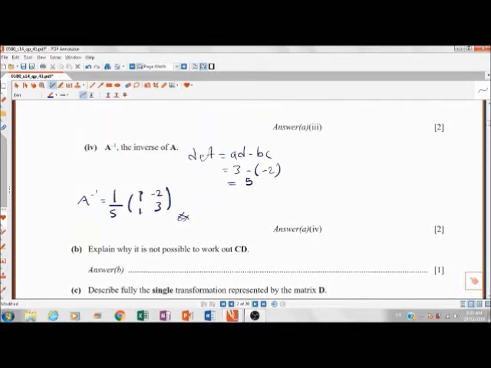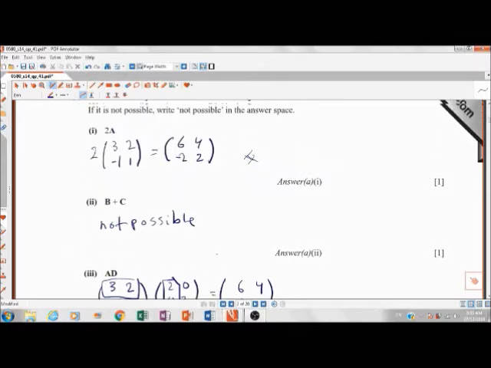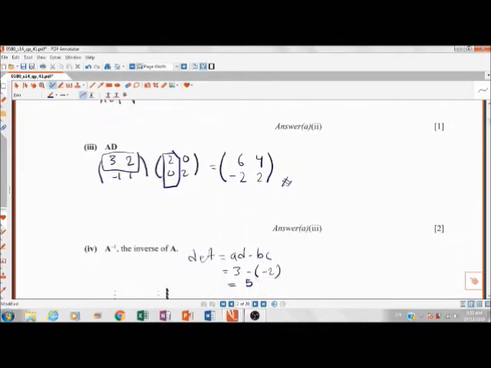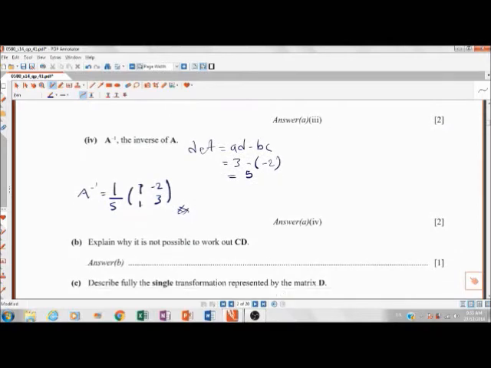Explain why it's not possible to work out CD. Well, that's because the number of columns are not equal.